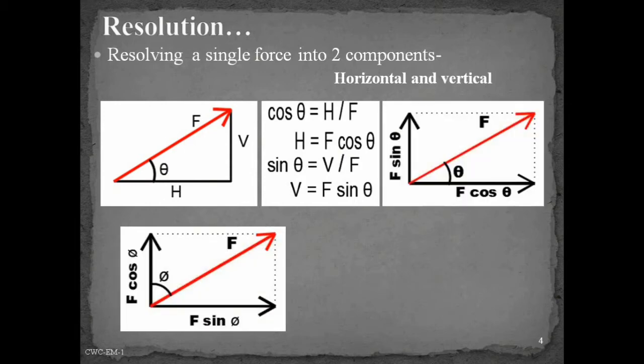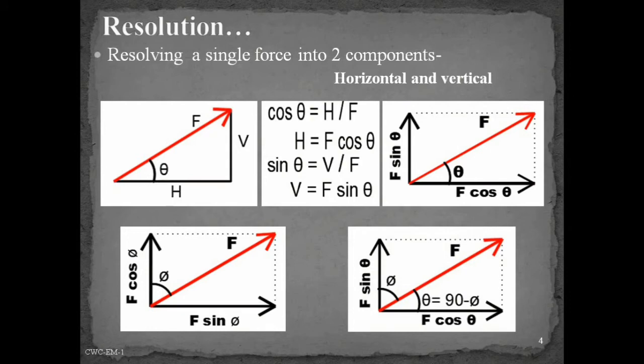Suppose in another question the angle is given with respect to the vertical axis, that is phi. So the horizontal component will be F sin phi and the vertical component will be F cos phi. Or otherwise, you can find the angle with respect to the horizontal axis as theta is equal to 90 minus phi, and the horizontal component will be F cos theta and the vertical component will be F sin theta as in the first case.